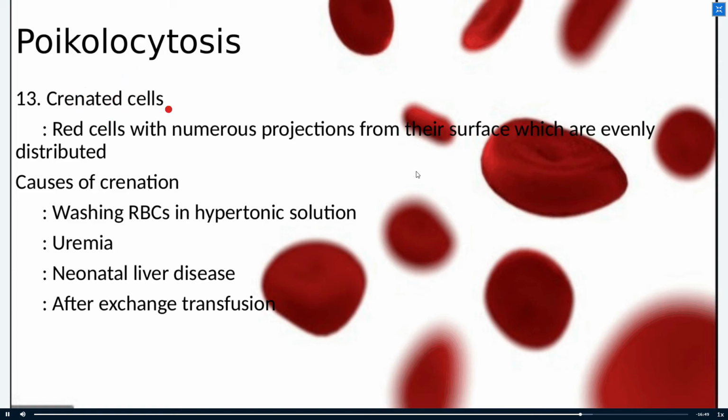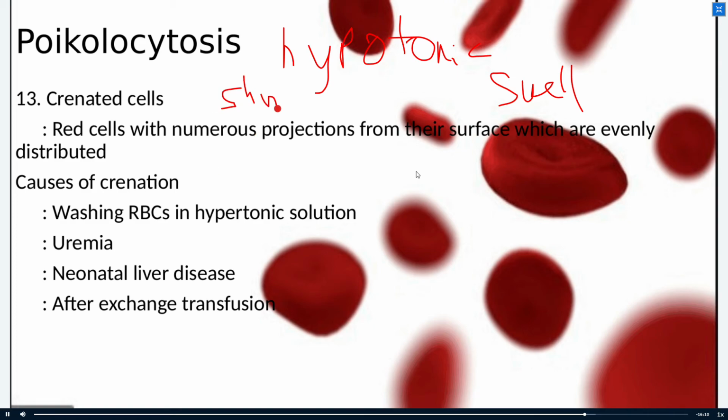Poikilocytosis, another one would be your crenated cells. So these are red cells with numerous projections from their surface which are evenly distributed. Usually seen in washing RBCs in hypertonic solution. That's what happens to your RBC if it is put in a hypotonic solution. Ano nangyayari? They would lyse. Okay, they would swell. Mag-swell sila, lolobo. But if they are put in a hypertonic solution, they would shrink. Mag-shrink sila, appearing crenated.